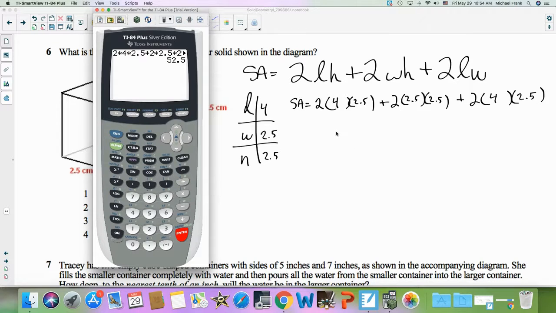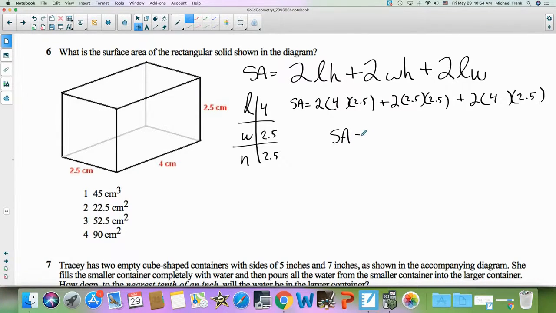52.5. The surface area should be 52.5 centimeters squared. Remember, surface area is two-dimensional. Oh, there it is, 52.5 right there.